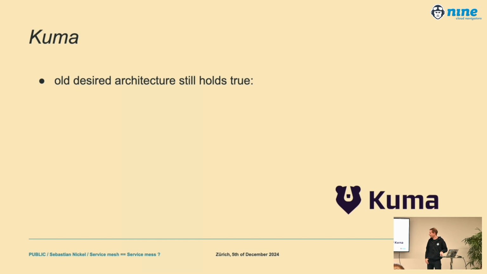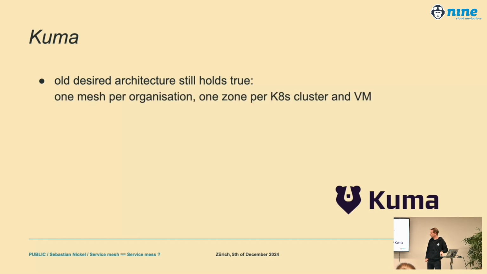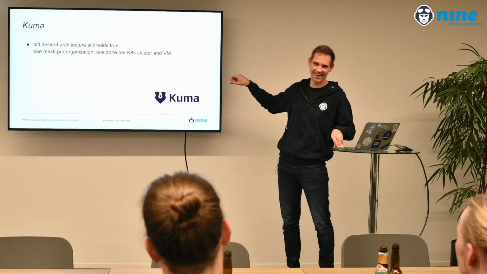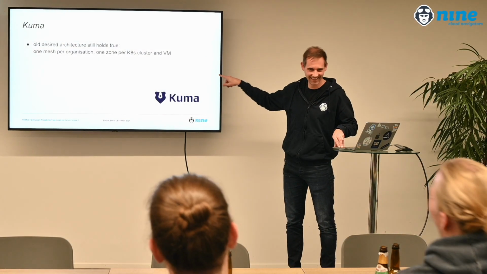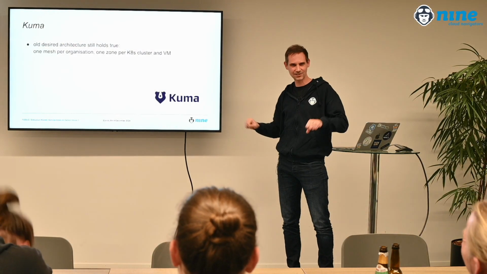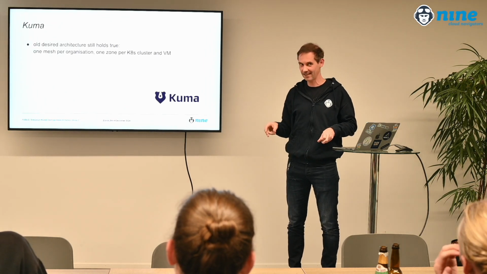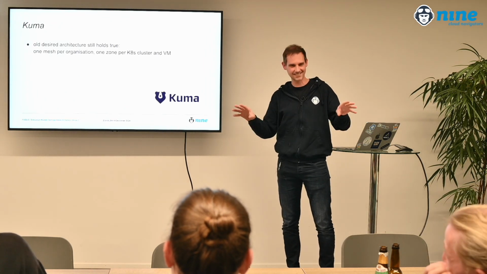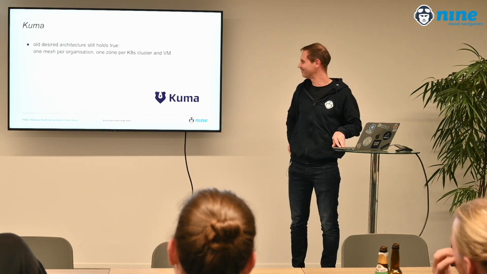Then Kuma. I just had a look. I wanted to see how the project evolved, what was updated, and whether our old desired architecture still holds true: one mesh per organization, one zone per K8s cluster and per VM. That's already what we had back then. Interestingly, I forgot that what I just showed you before exists, so I thought about the whole thing again and came up with a solution, and then someone told me, hey, we actually had a look at this already. I compared, and yes, it still holds true.